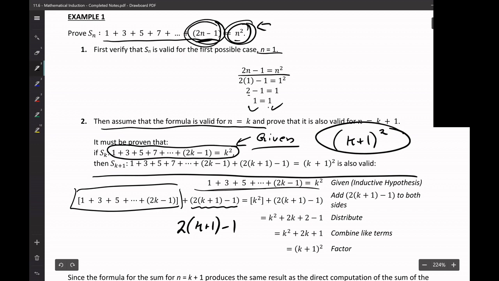So you add it to one side here, but then you also add it to the other side in order to keep the math correct. Okay, so you add it to both sides, because that's the k plus 1 term.